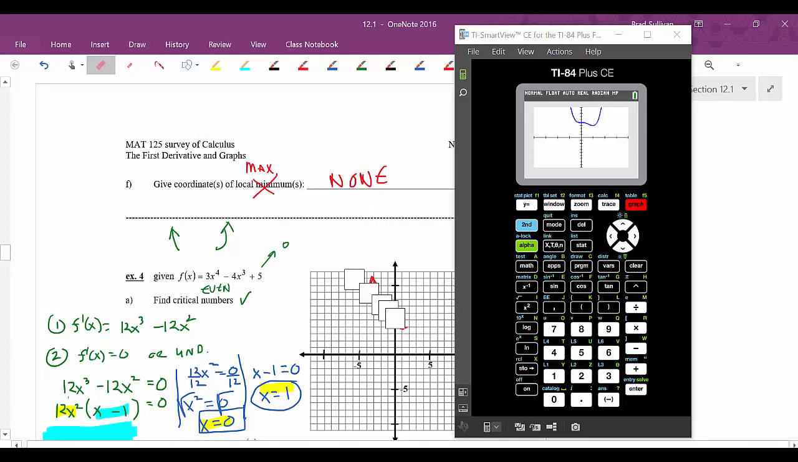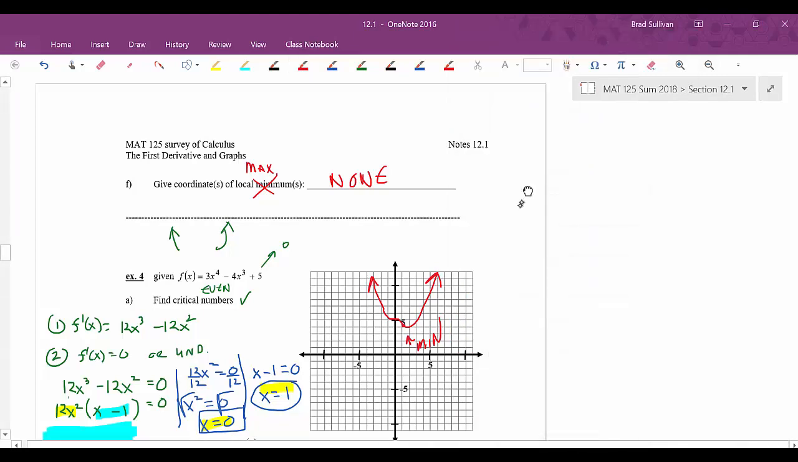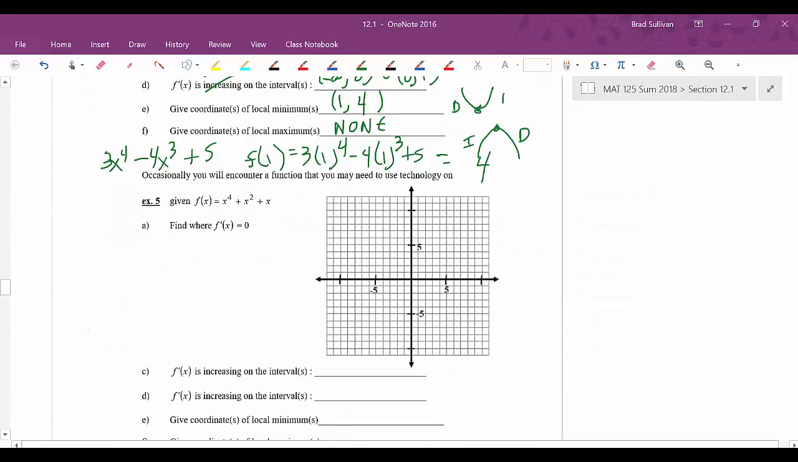Yeah, so it goes more like this. I'm just not seeing this right. So it goes kind of like this. You have a (0, 5). Levels off. You got a (1, 4). Does something like that. So that's where your min is. Okay, all right, very good.